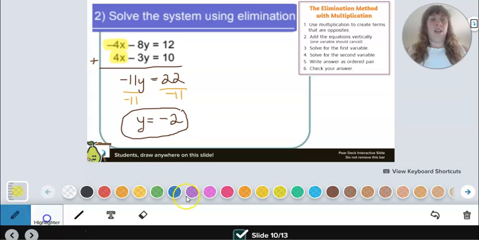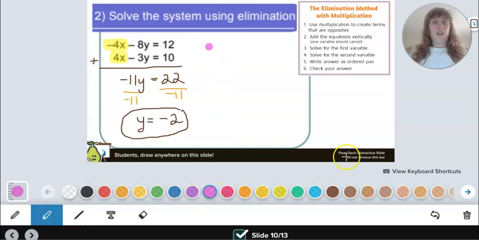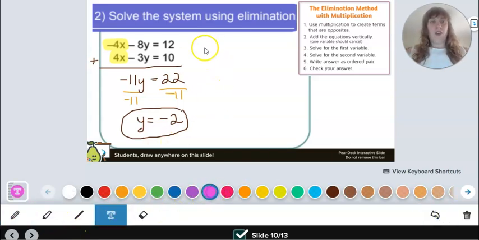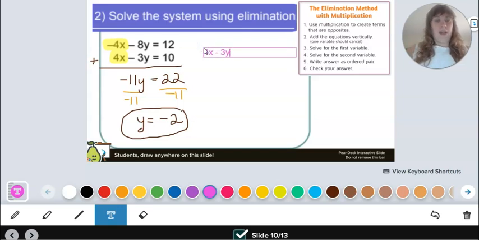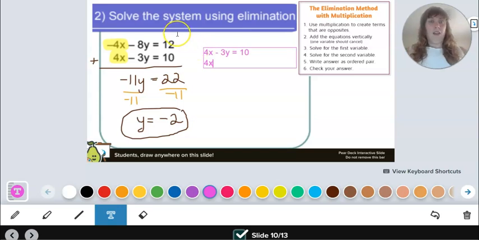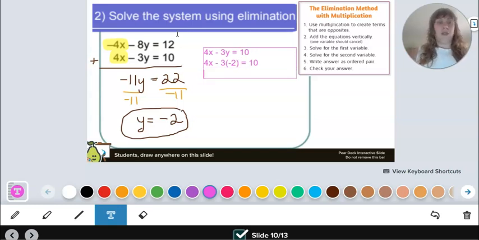Perfect. And then we can choose either equation. I'll choose the second one, which is 4x minus 3y equals 10. And I'm going to plug in my y value as negative 2. So we have 4x minus 3 times negative 2 equals 10.